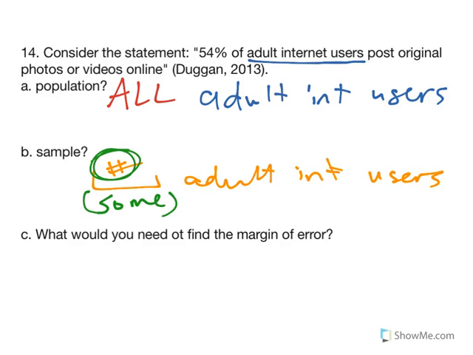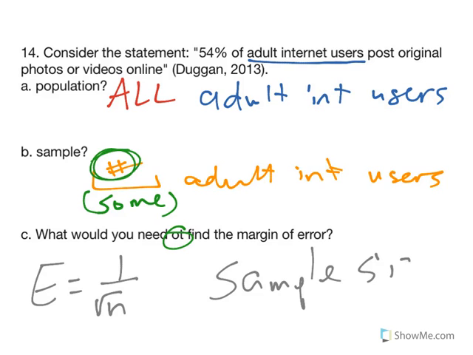Now, in letter C, I kind of answered this already for you. What do you need to find, oh, check out that typo right there. What do you need to find the margin of error? Well, hopefully you remember that the error is found by taking 1 over the square root of n. And what is n? That's right, the sample size. So we need the sample size in order to find the margin of error.